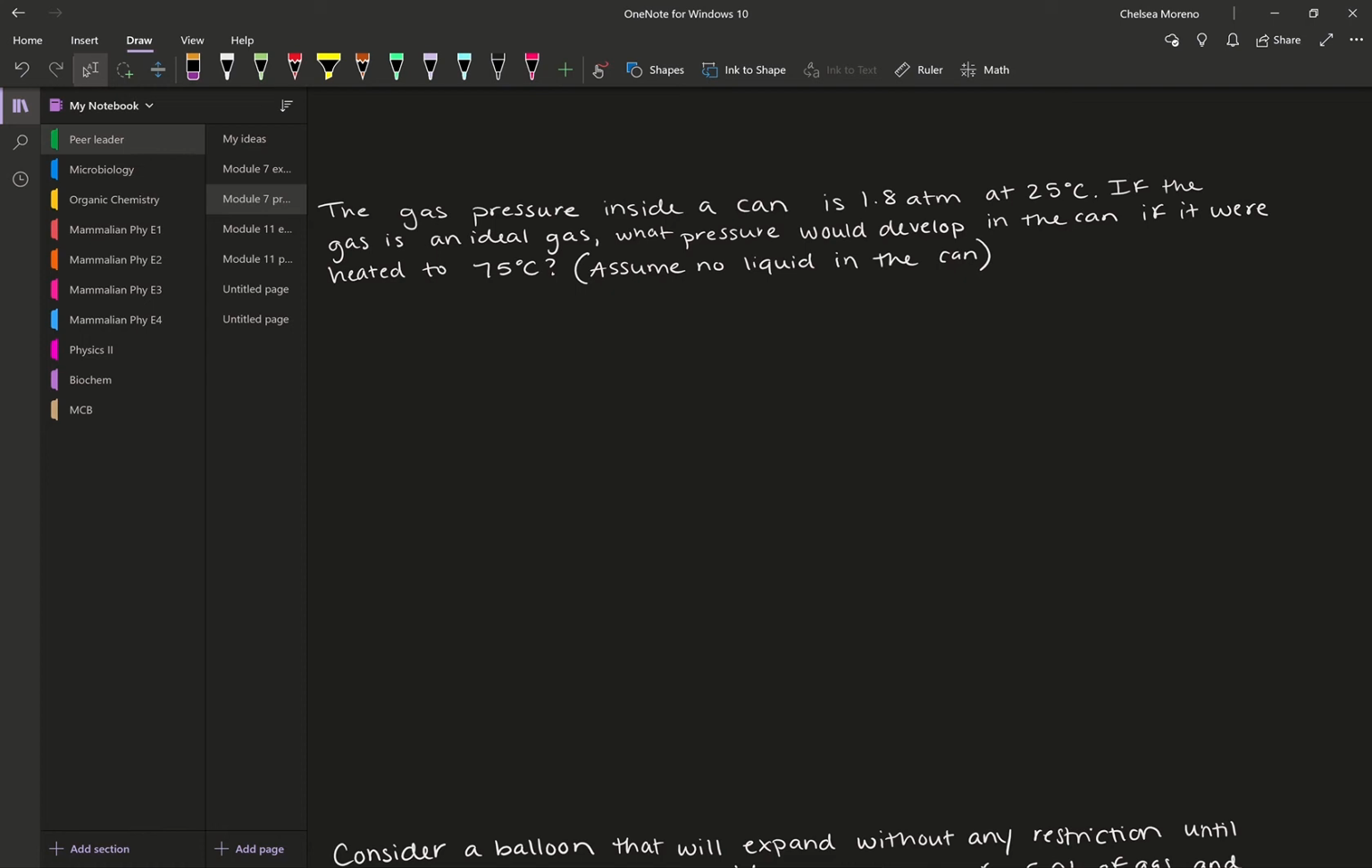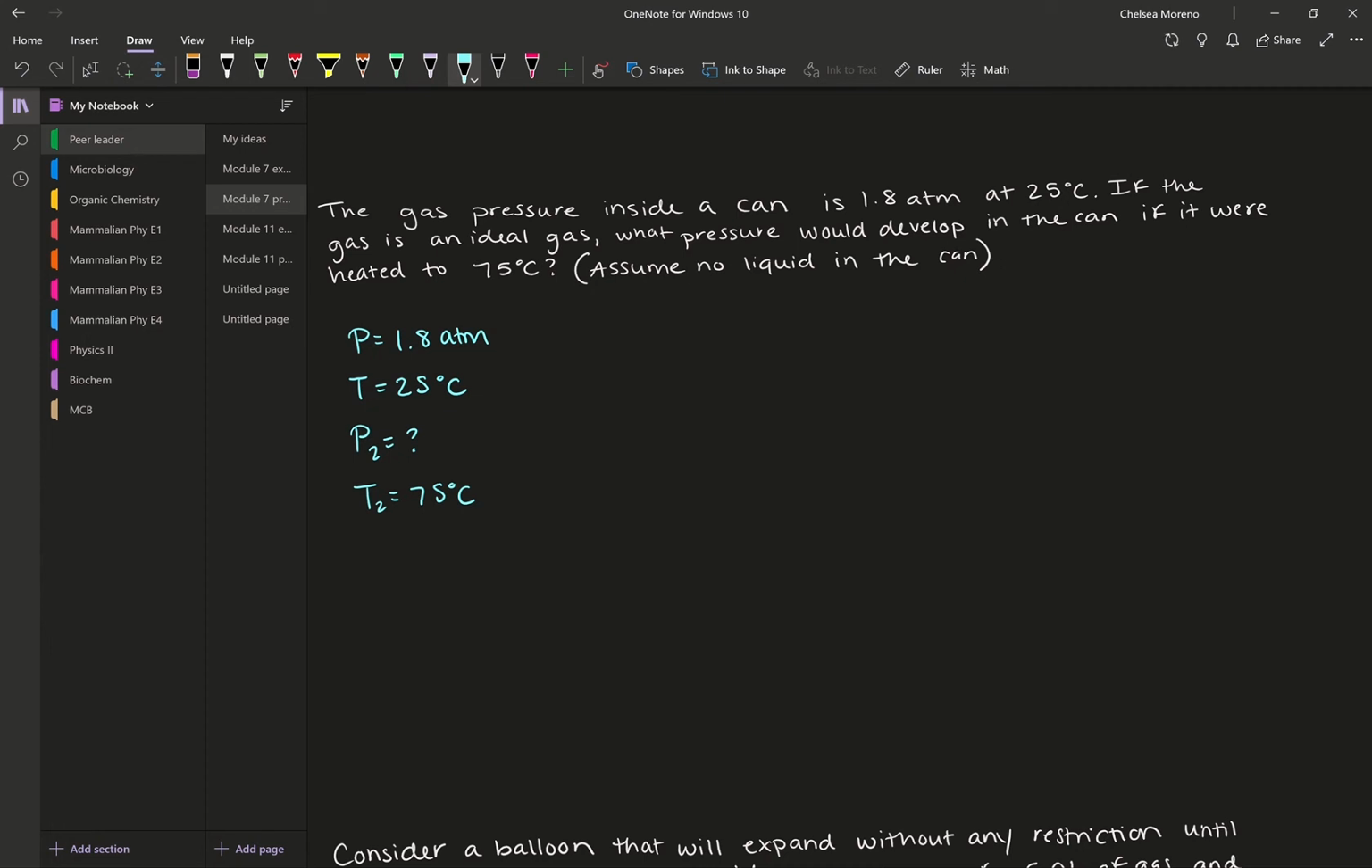Remember, we need to write down everything that we know, right? So we're going to say, okay, well, that means I have a pressure of 1.8 atmospheres at a temperature of 25 degrees Celsius. What pressure would develop in the can? So P2 is our question. If it were heated to 75 degrees Celsius, that means we change our temperature to 75 degrees Celsius. So assume no liquid.